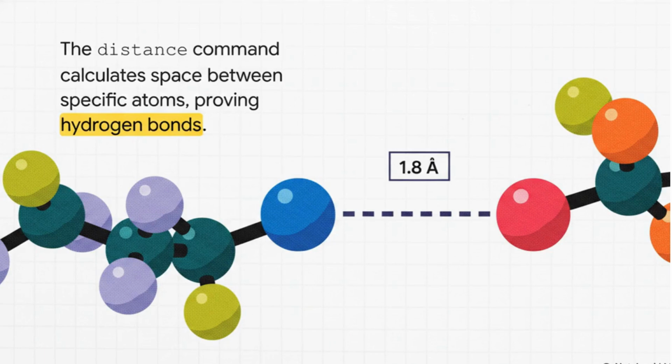The distance command lets us calculate the exact space between very specific atoms, like between a nitrogen and an oxygen. PyMol then visually displays those critical hydrogen bonds as dashed lines, giving you absolute visual proof of that interaction.